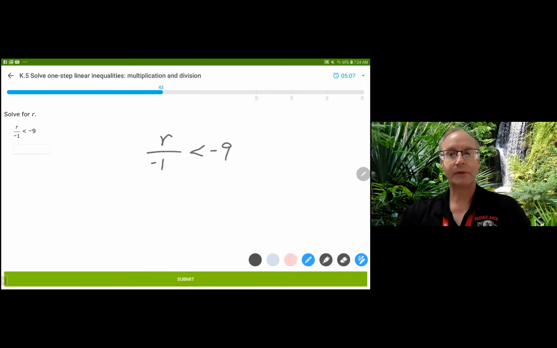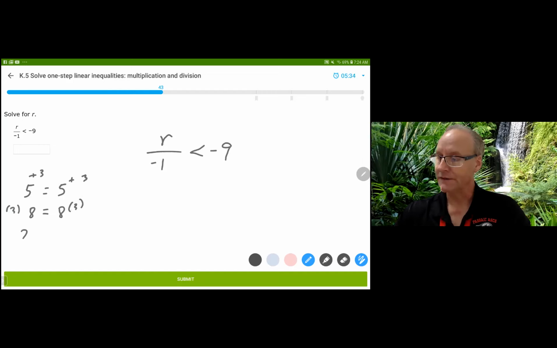This is called the properties of equality. I'm going to show you those just real quick. Everybody could agree that 5 is equal to 5. And no matter what I do to both sides of this equal sign, it's still going to be true, so long as I do it to both sides equally. For example, I could add 3 to both sides, and it's still true. Everybody can see that. I could multiply by 3, and it's still true. This is called the addition property of equality.